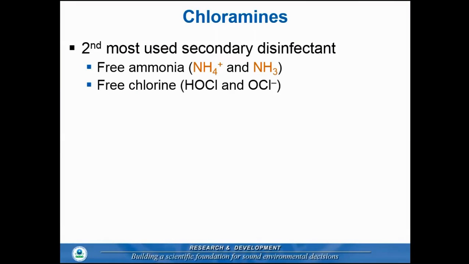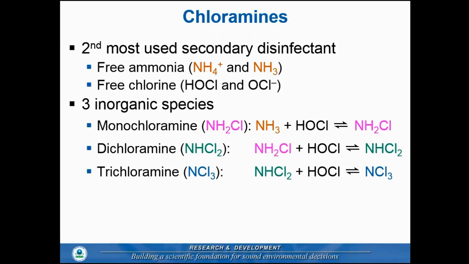So I just want to start off, when we're talking about chloramine, just to put everybody on the same footing here, is that chloramines are the second most used secondary disinfectant in the United States behind free chlorine. We're typically using chloramines because they form lesser concentrations of regulated disinfection byproducts, and they're simply formed when you add free ammonia and free chlorine together. And when you do that, you can form 3 inorganic chloramine species shown here, mono, di, or trichloramine.